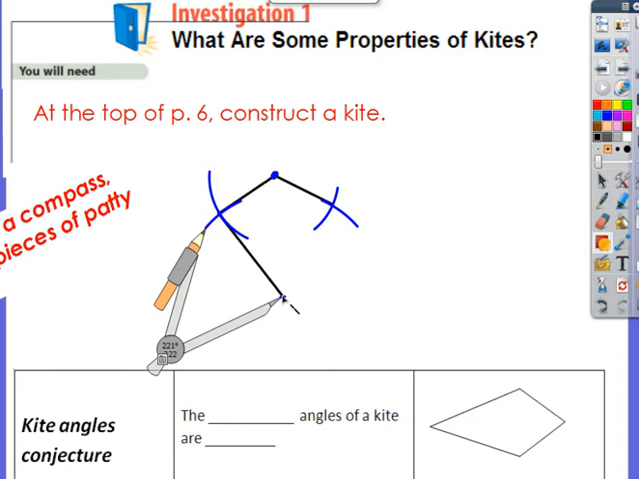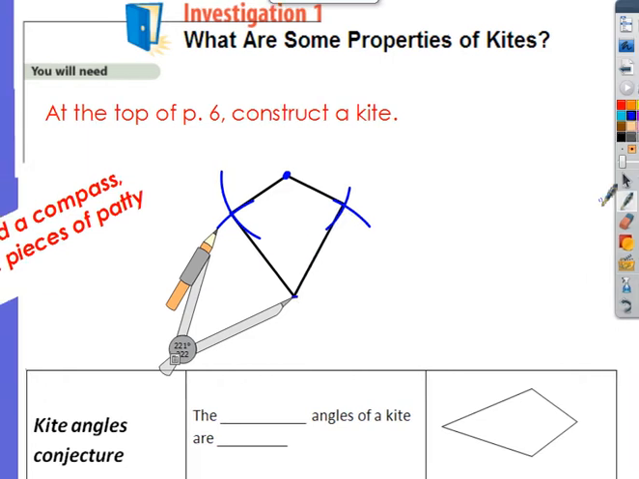And because we use the compass, we know that's congruent to that, and we know this is congruent to that. They are not congruent to each other. That would be a diamond. That's a special type of kite.